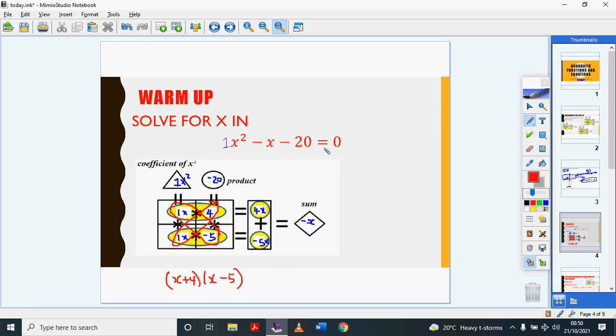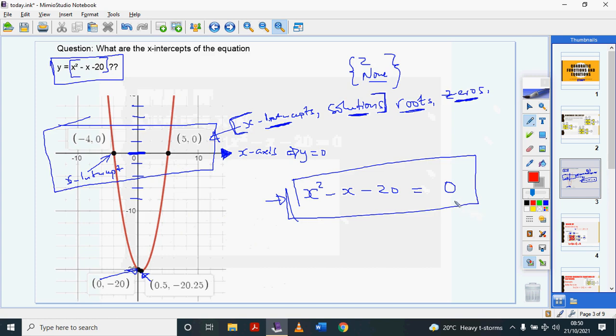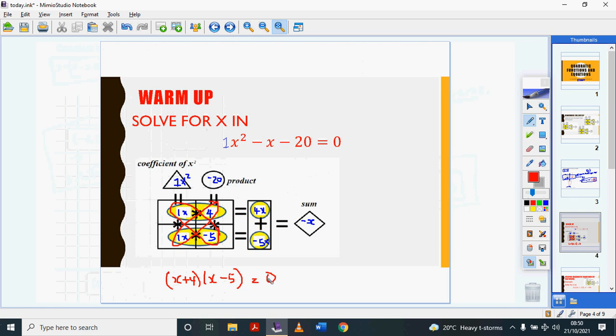But remember, this is equal to 0. If I want to find the x-intercepts or the solutions, it has to be equal to 0. And why is it equal to 0? Because the line y equals 0 is where I have x-intercepts, right? So it has to be equal to 0. Now I have two brackets that are equal to 0. How do I get from there to find actual x-intercepts?